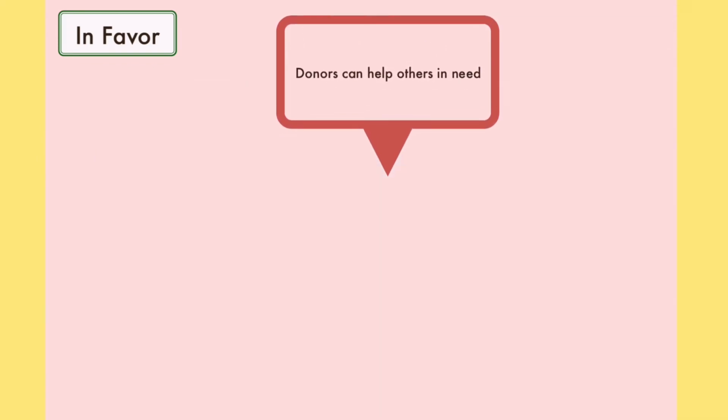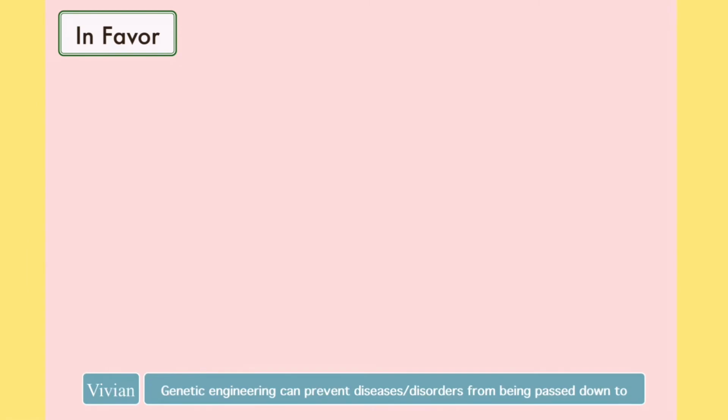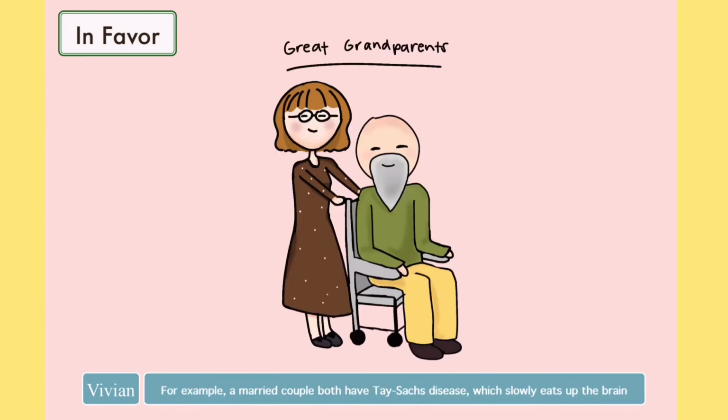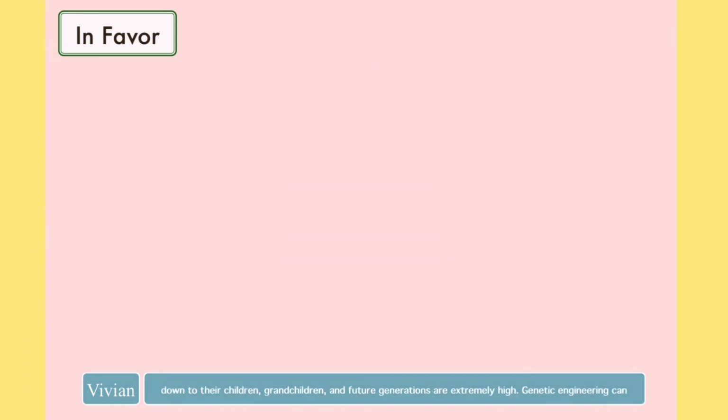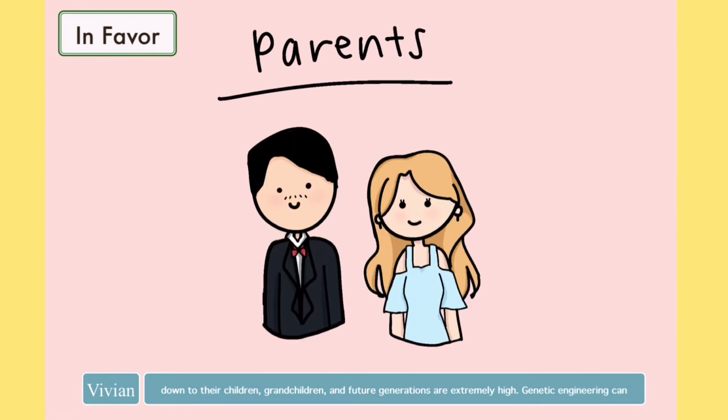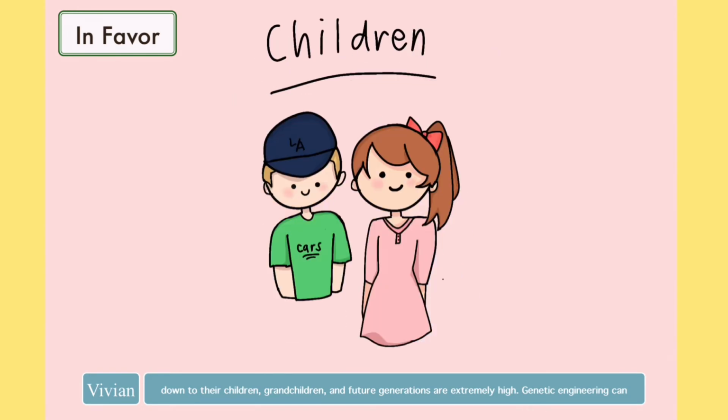A win-win situation. Genetic engineering can prevent diseases or disorders from being passed down to future generations, eventually eradicating genetic diseases. For example, a married couple both have Tay-Sachs disorder, which slowly eats up the brain and leads to early death. If not for genetic engineering, their chances of passing this disorder down to their children, grandchildren, and future generations are extremely high. Genetic engineering can remove this mutation from their children, which will obstruct the disorder from being passed down to subsequent descendants.